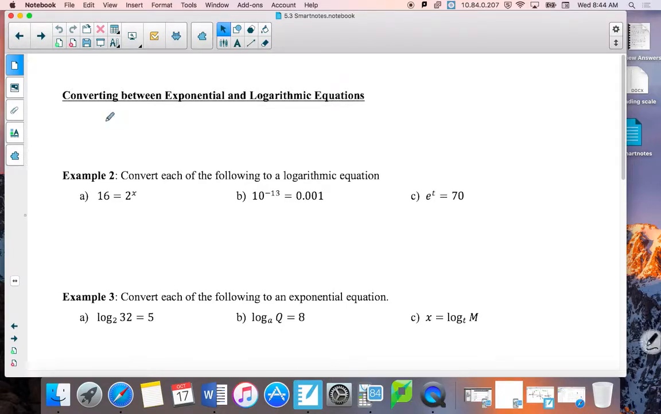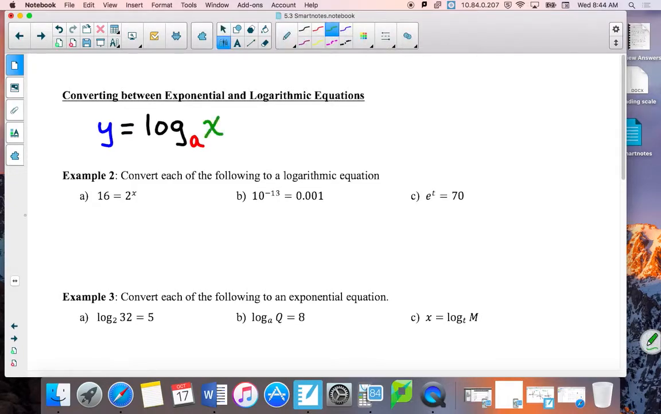So I'm going to give you a log function to start, and I'm going to give you some colors that may make it a little easier. So any log function is always going to be y equals log. They're going to have their own individual bases. So that's going to be log base A of x. So those three different colors are how we're going to switch from a log to an exponential equation.